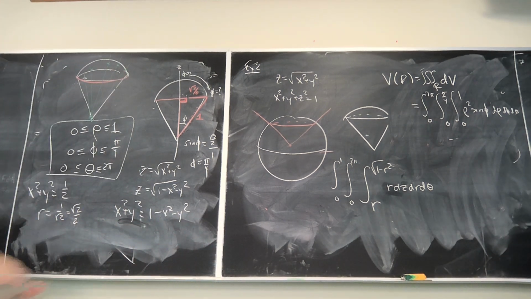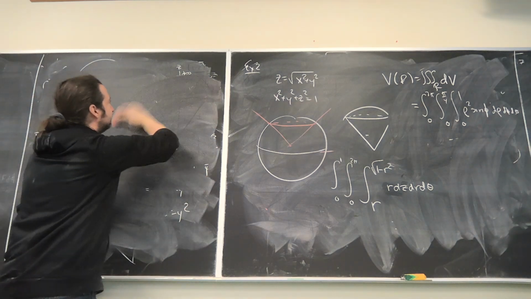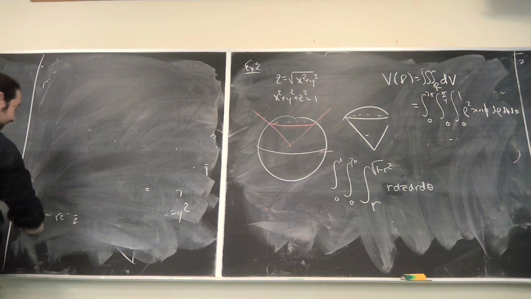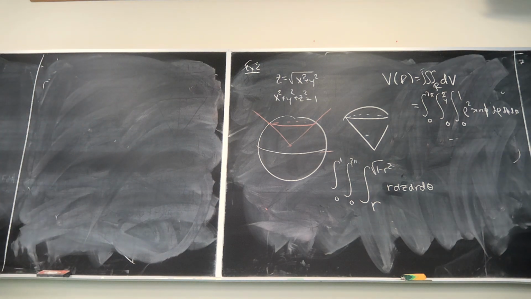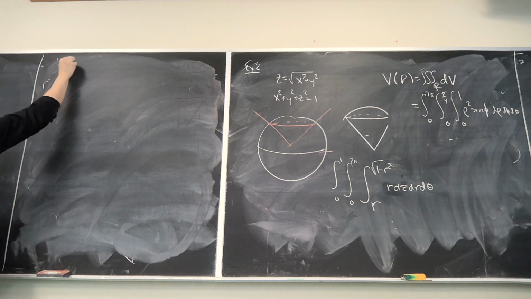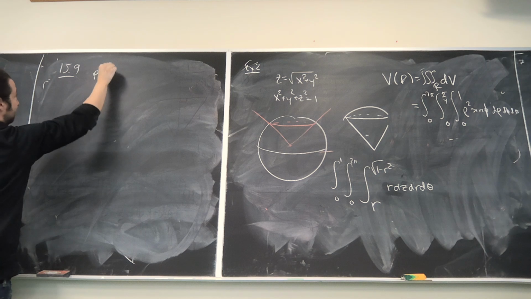Okay. So here's a prelude for the next bit, which is 15.9. It's called the change of variables theorem. This is just a prelude, so don't worry if you don't know what's going on here. You haven't seen these ideas in a while. 15.9. This is a prelude.